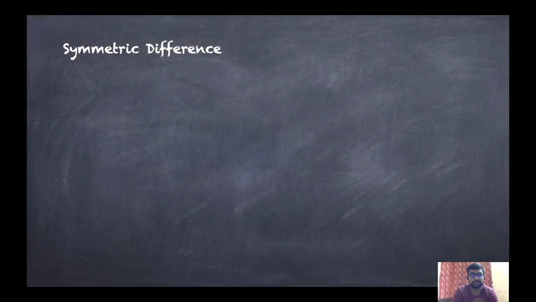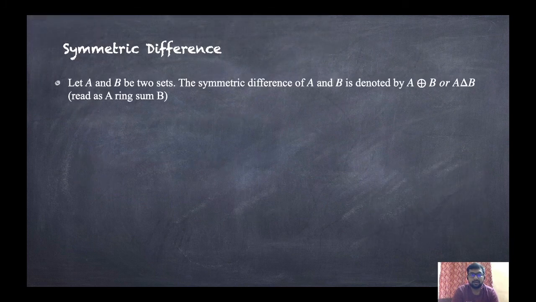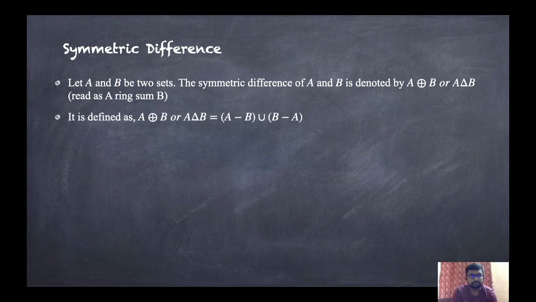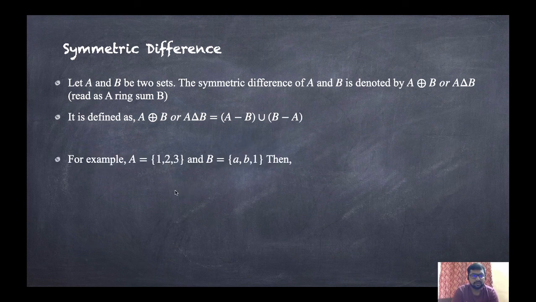Now what is symmetric difference? Let A and B be two sets. The symmetric difference of A and B is denoted like this: A ring sum B or A delta B, and it is defined as A minus B union B minus A. For example, A equals 1, 2, 3 and B equals {a, 1}. Then A ring sum B, that means A minus B union B minus A.